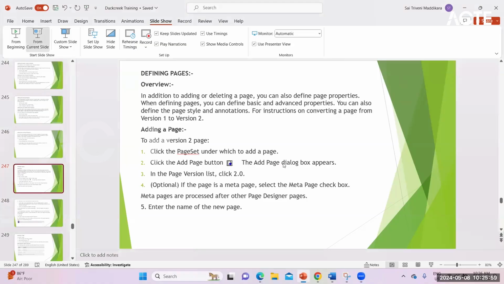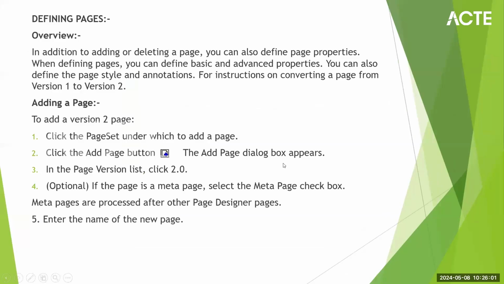So pages. What pages are and how you add and delete them, we'll be seeing here. In addition to adding or deleting a page, you can also define page properties. When defining pages, you can define basic and advanced properties. You can also define the page style and annotation. So how to add a page?